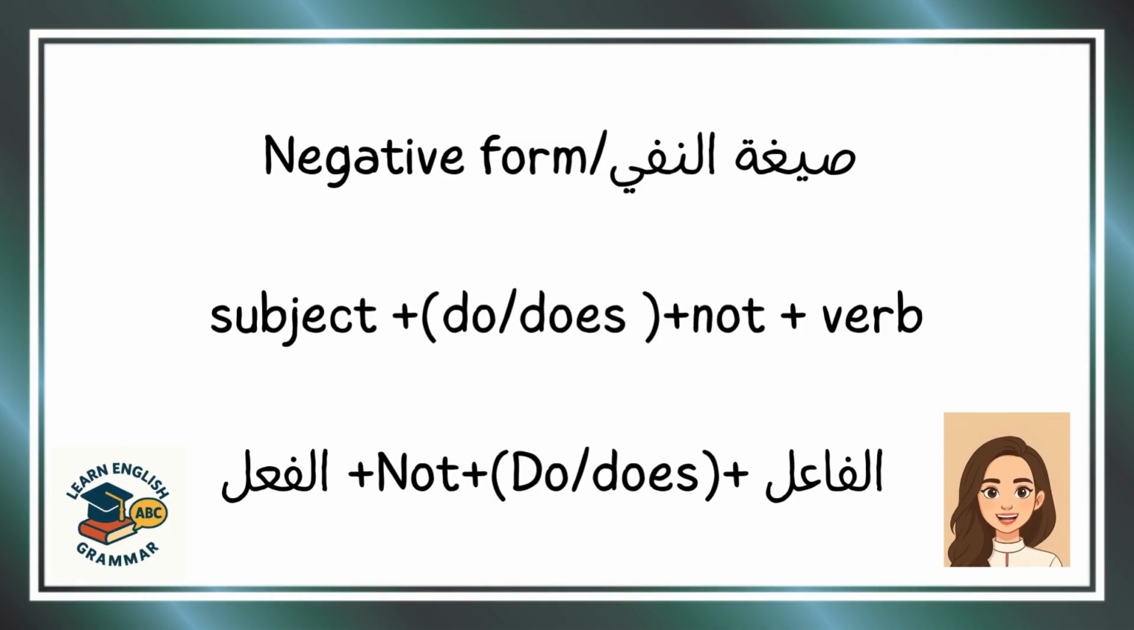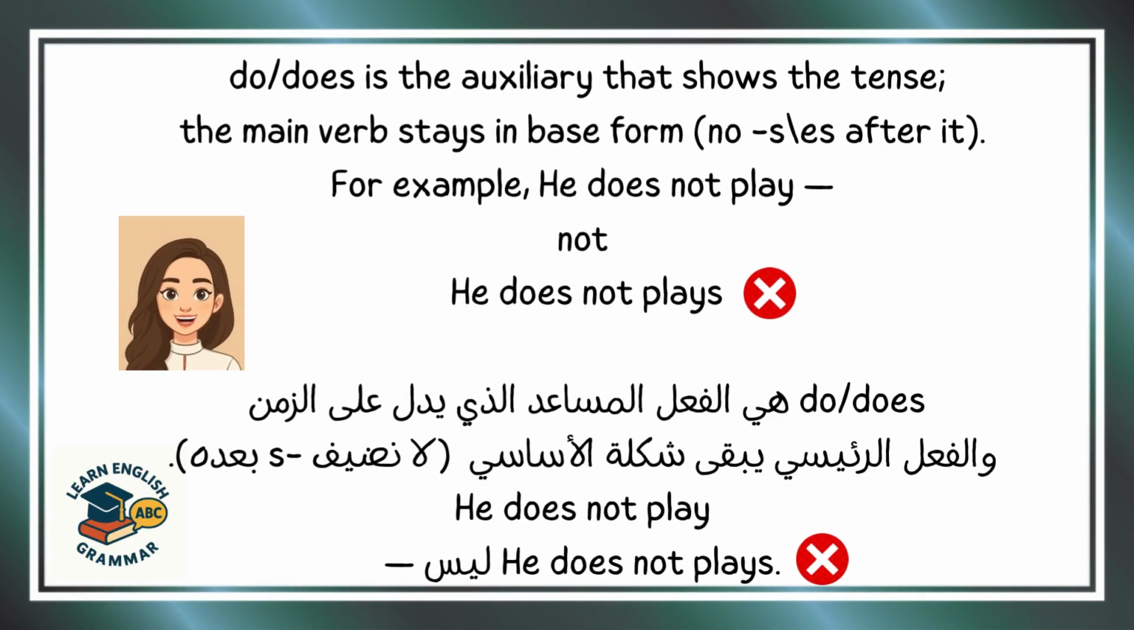Negative form: subject plus do or does plus not plus verb. Do or does is the auxiliary that shows the tense; the main verb stays in base form, no s after it. For example, he does not play, not he does not plays.